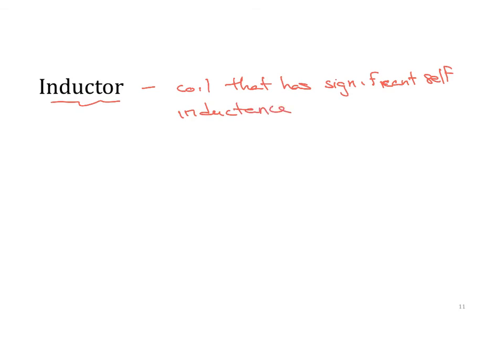So that leads us to another circuit element that we can talk about. A coil that has significant self-inductance is called an inductor. So something we're not just going to ignore. The self-inductance of an inductor is designed. The symbol for an inductor looks like, that's my drawing of it.